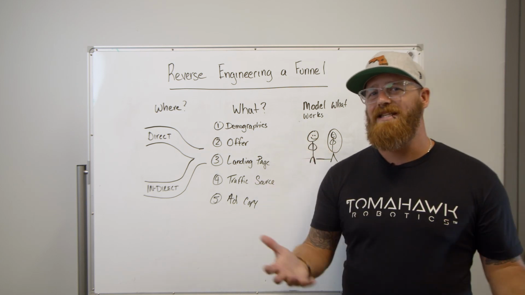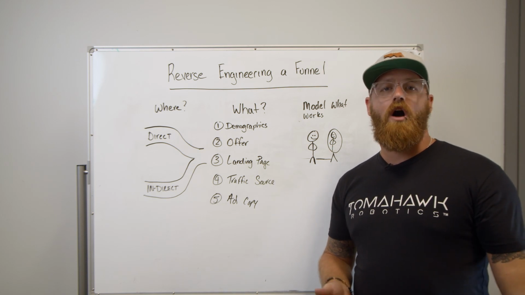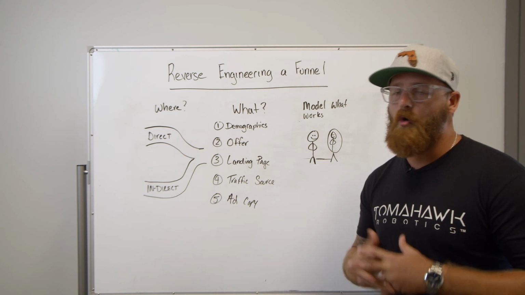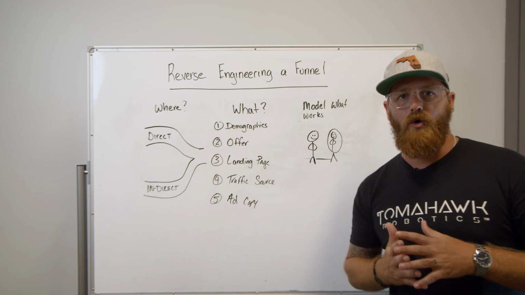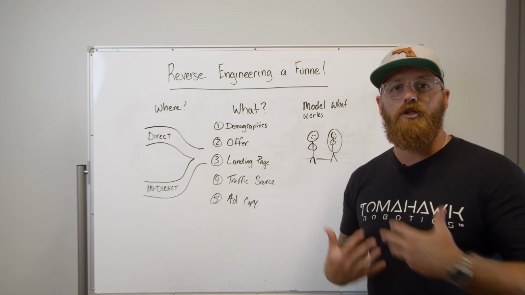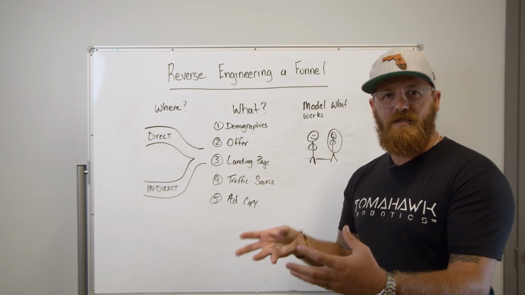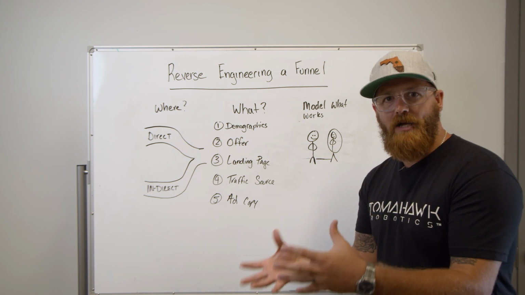Now, once we have a good idea of the demographics, we want to look at the offer. So what is the competition offering? Let's say we're selling a course on how to make the world's best brownies. What we want to do is go out to somebody who's already built that course and who's selling it like nobody's business, and understand what they're actually selling.